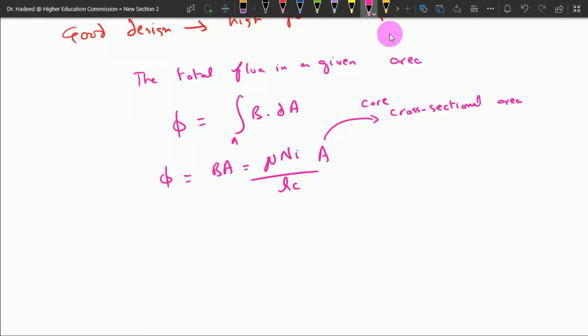Now that we have seen that this flux is equal to mu N I over Lc into A, it actually means that to produce this flux phi, there must be some current in the coil of wire which is wrapped around a core, because mu is dependent on the material, N represents the number of turns, A is the area, and Lc is the mean length path of this flux. So I is the force which produces this particular flux.